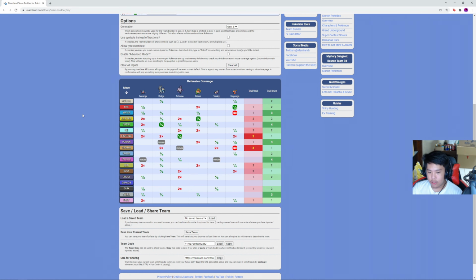Rotom here is standing for Hisuian Electrode. Grass Electric is a pretty strong type, I do say so myself. It's an interesting typing, you know. It covers already the water and ground type weakness, just covers those two types. Like, wow, that's really good.